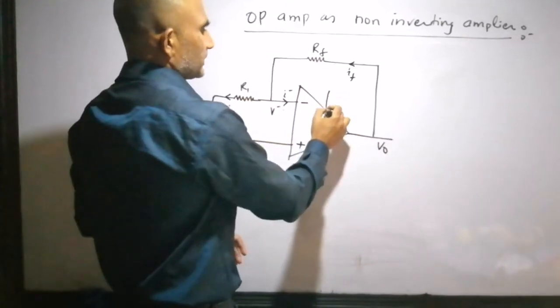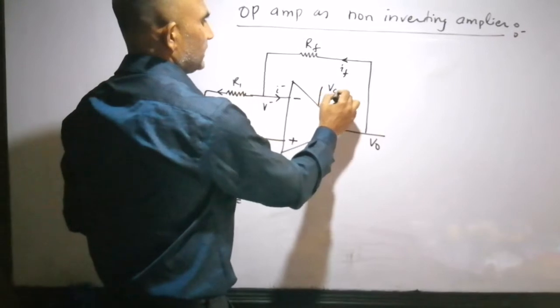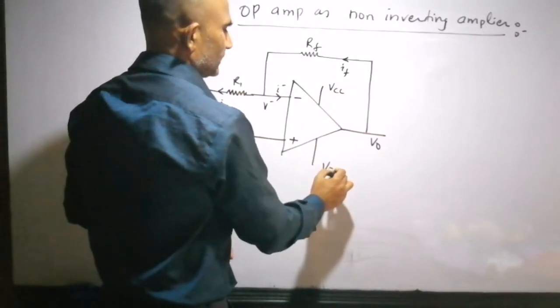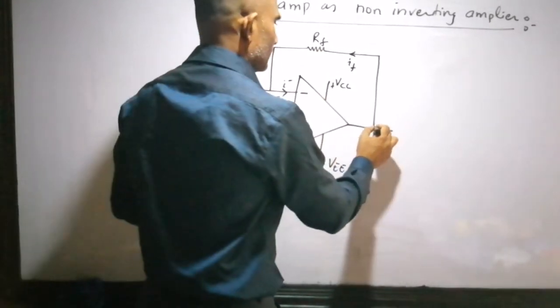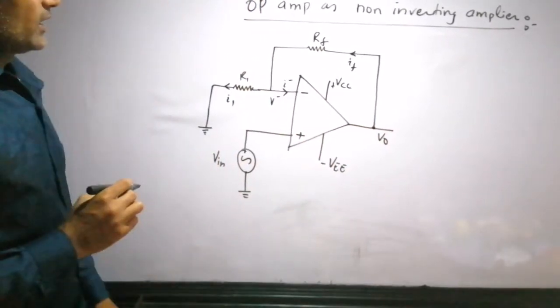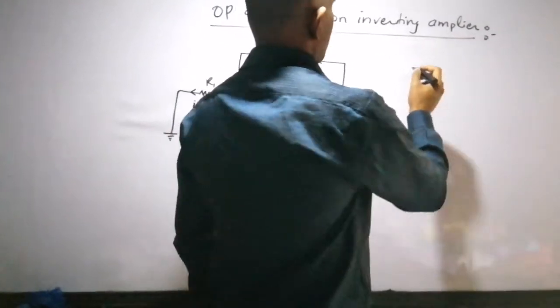And to operate the operational amplifier we need the power supply. This is VCC and this is VEE. Okay, so this is the case.